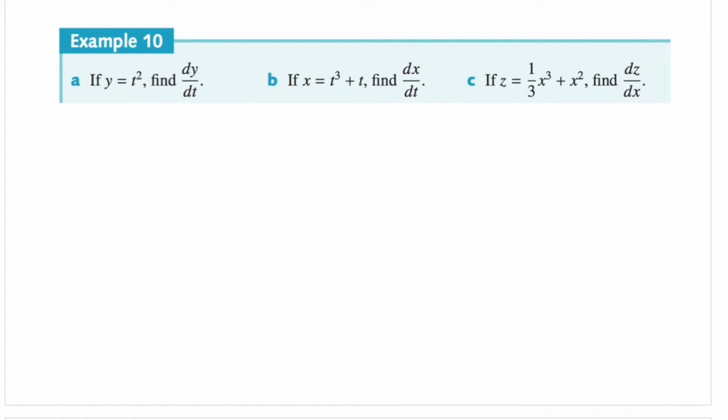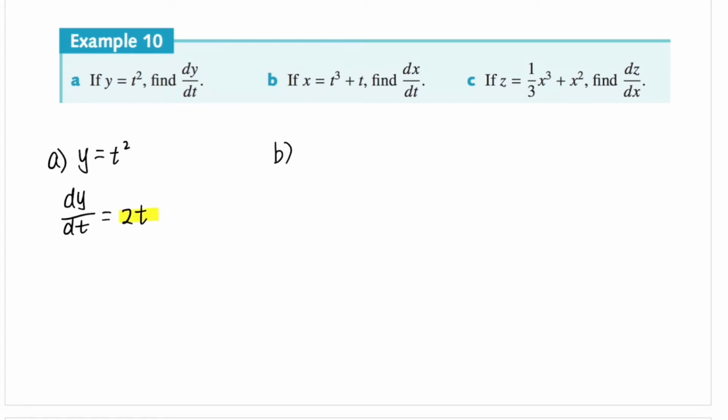Okay, so here's an example. In question A, you can see that we're finding the derivative of y with respect to t. So if y is equal to t squared, then dy over dt, the derivative of y with respect to t, is equal to, so you bring the 2 to the front and you reduce the power by 1. dy over dt is simply 2t.